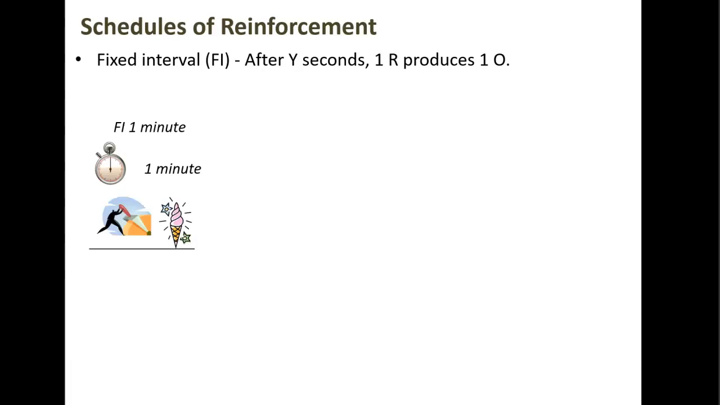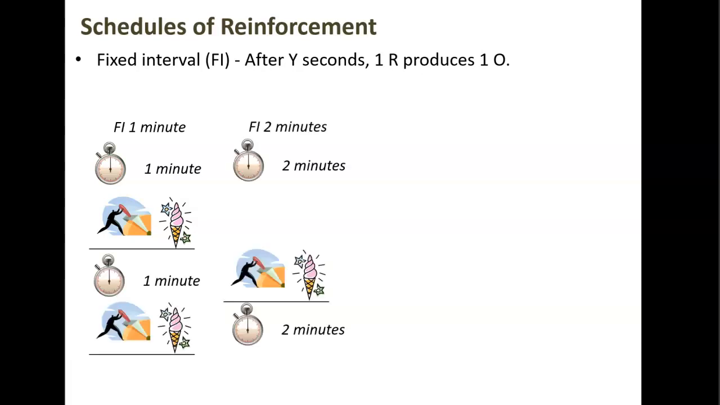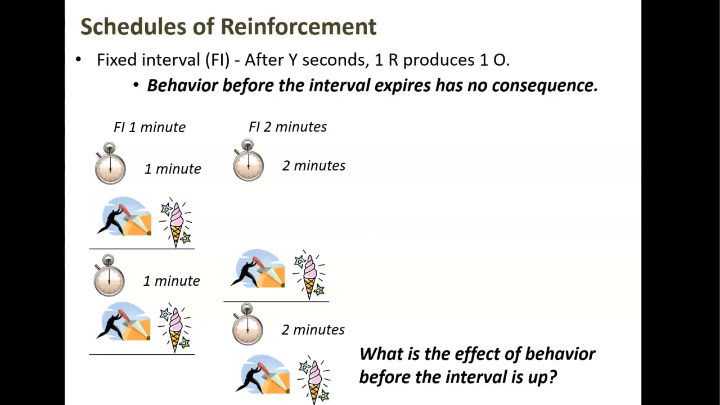So you know that here on a fixed interval 1 minute, this guy, he's got to make some responses, right? He's got to press the lever at least once in that minute. But as long as he makes at least one press in that minute, he will get his ice cream cone every single minute. Same thing here.